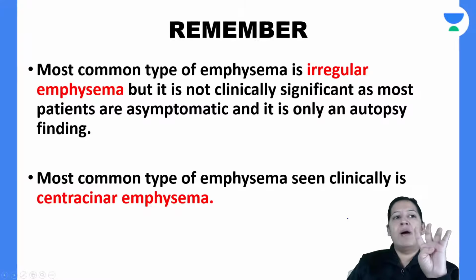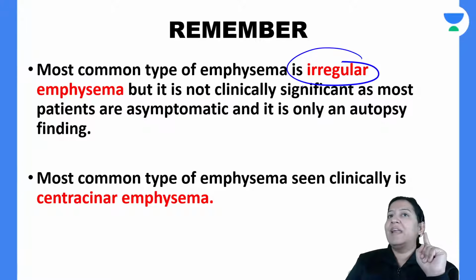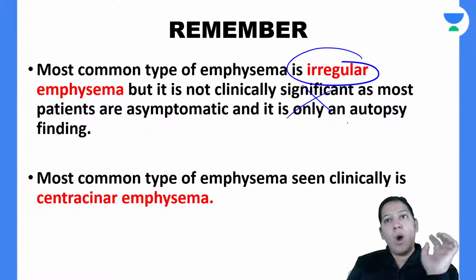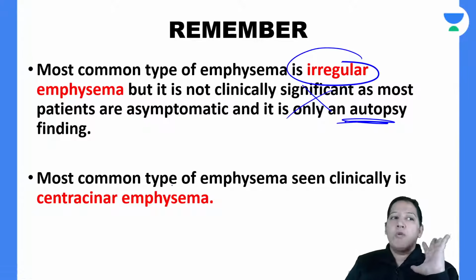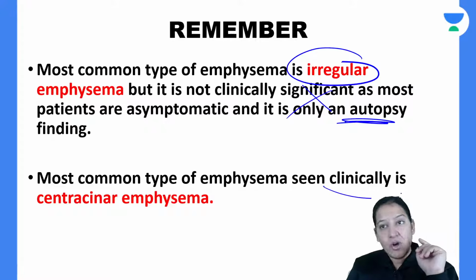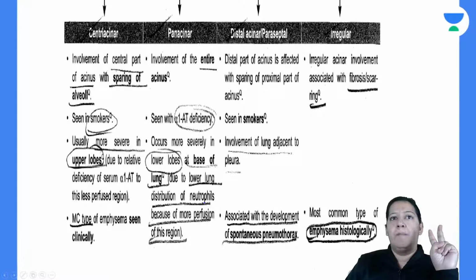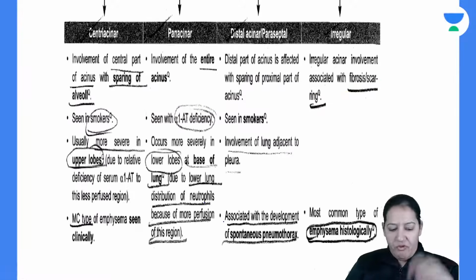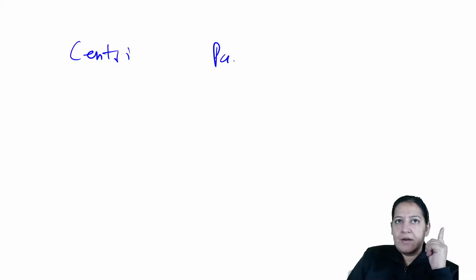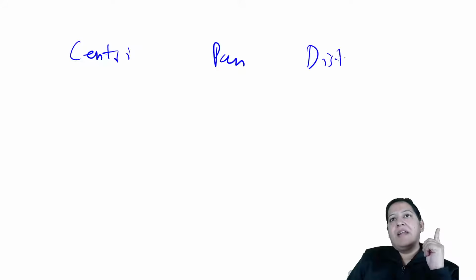So let me form a table between them. As I have told you, most common is irregular, but clinically not significant because undiagnosed. So on autopsy this is the most common finding. But overall, the most common which is diagnosed clinically is Centriacinar. These are two most important questions here. So this table I am going to draw for you. The 4 types I am going to write: Centriacinar, panacinar, distal and irregular.